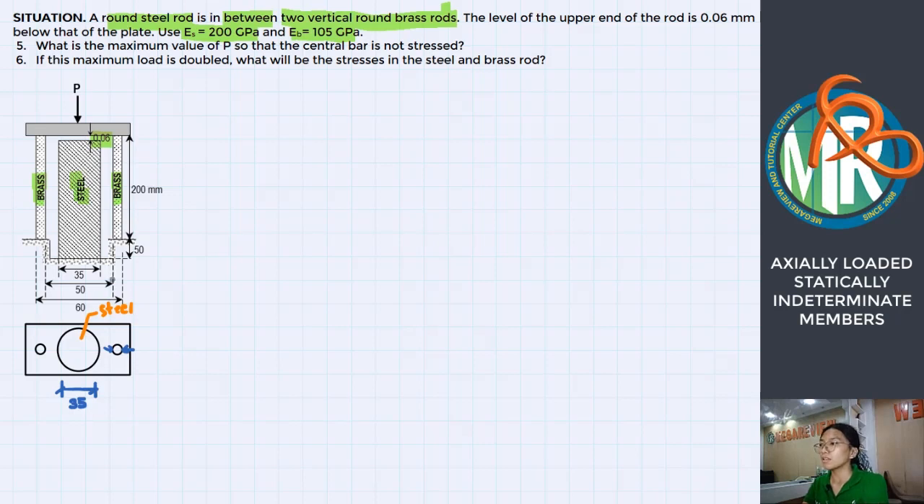Now, looking at the cross-section view, the diameter, kunin natin yung diameter of the brass rod. So, this one is 50 and 60. So, may 10 na natira for this part. Kalahati yung sa kanya, 5. And then, dito naman is 5.